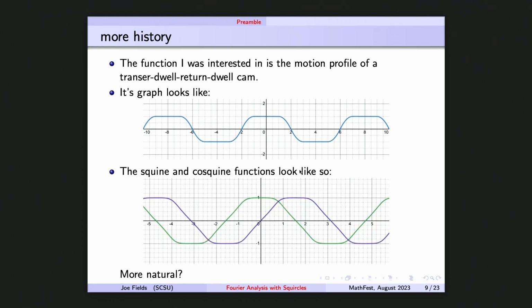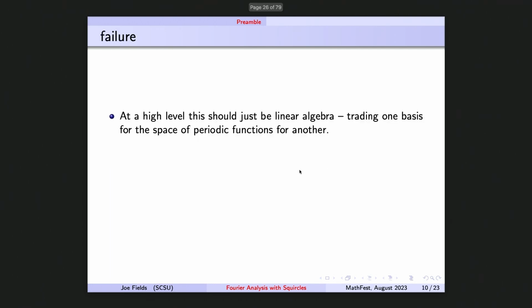And that's a crude example of what the squine and cosquine look like for p equals 4, although it's not parameterized correctly, so you may notice there's a little glitch in the picture. Anyway, it seems to have some of the characteristics of that transfer dwell return dwell thing, in that it's got flat spots on it. So I thought it might get somewhere. And at a certain level, this should be just linear algebra, right? We're just trading one basis for another, but it never worked. And finally, I just gave up, honestly. I couldn't get it to happen.